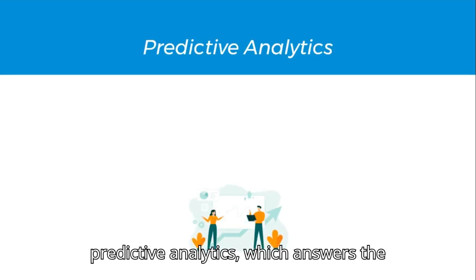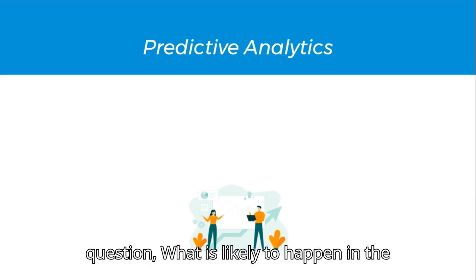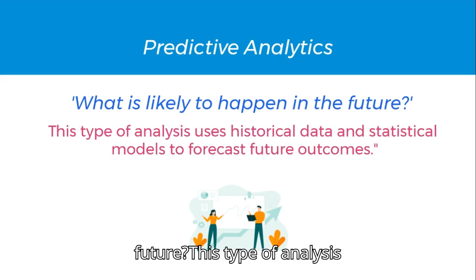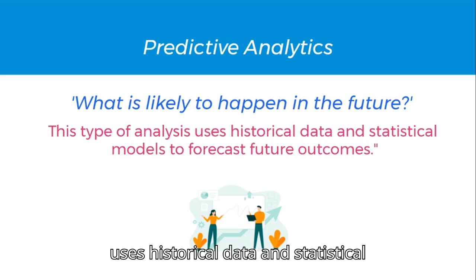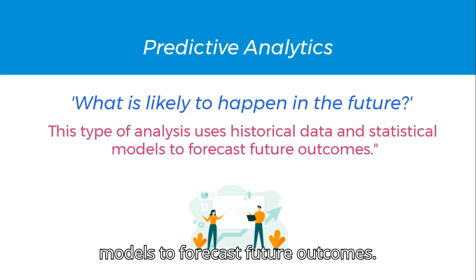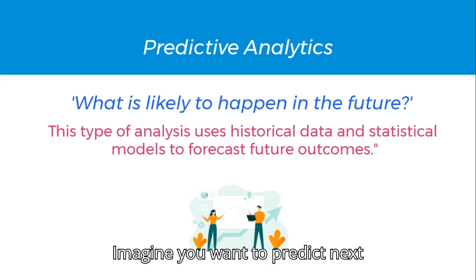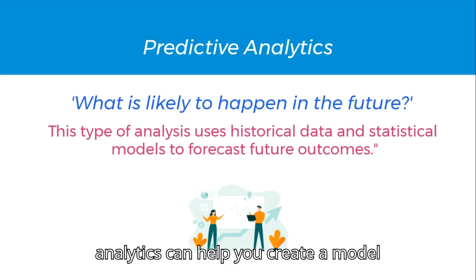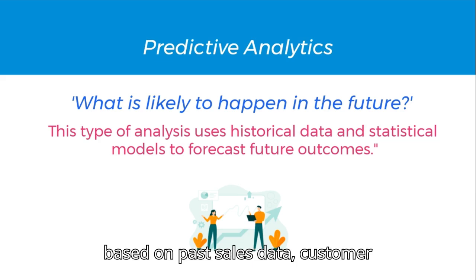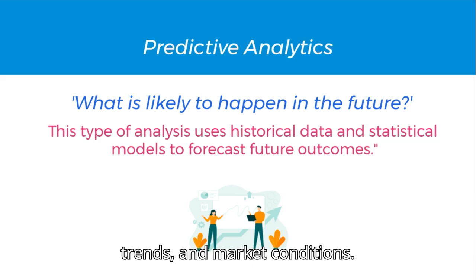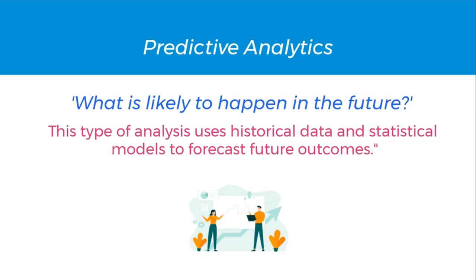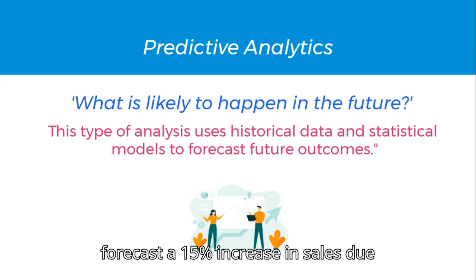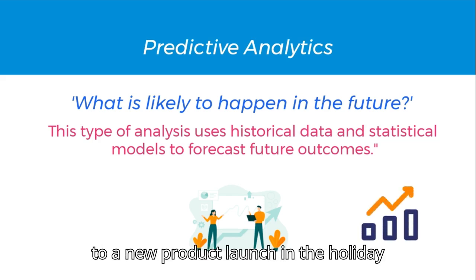Moving on to predictive analytics, which answers the question, what is likely to happen in the future? This type of analysis uses historical data and statistical models to forecast future outcomes. Imagine you want to predict next quarter's sales. Predictive analytics can help you create a model based on past sales data, customer trends, and market conditions. For example, a predictive model might forecast a 15% increase in sales due to a new product launch in the holiday season.